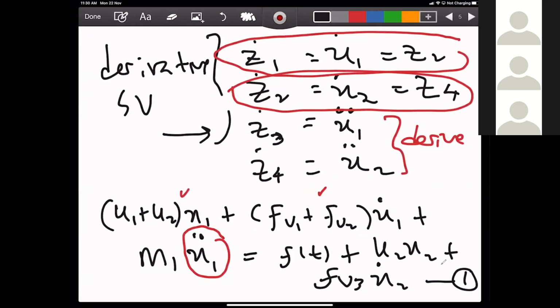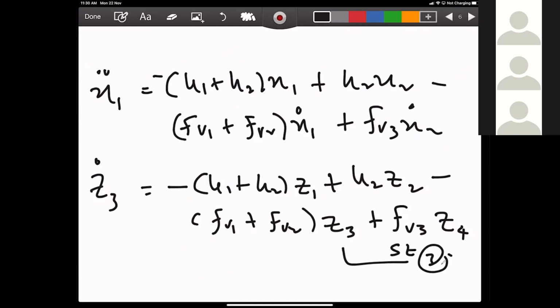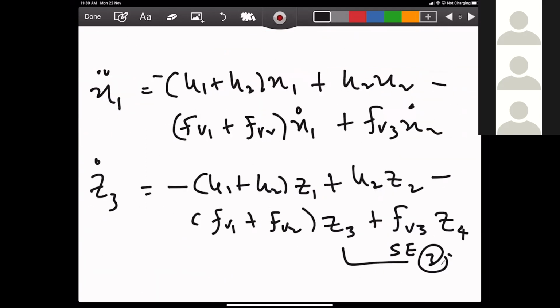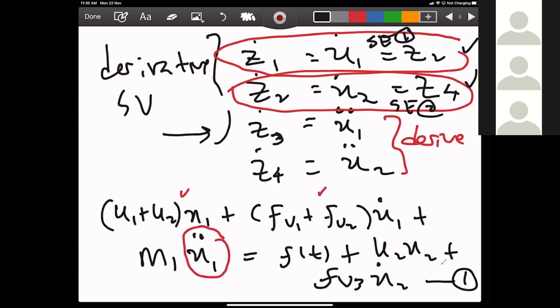State equation number 3. Ini equation number 1 kan? State equation number 2. Dan ini adalah state equation number 3. Ini adalah SE1. Ini adalah SE2. Okay, lastly adalah yang ini. Which is this one.